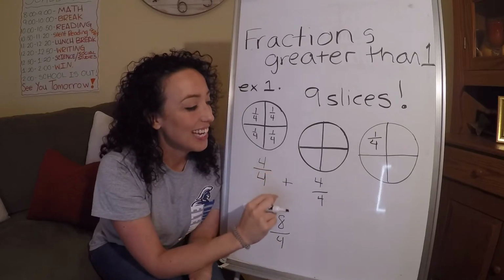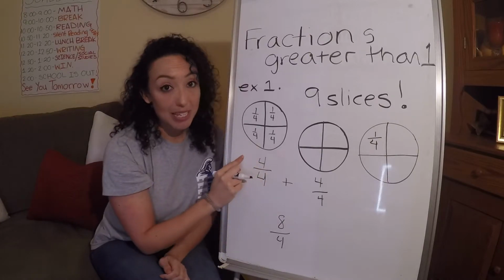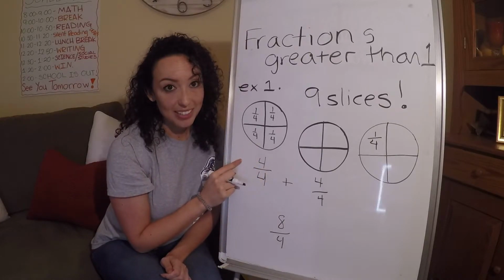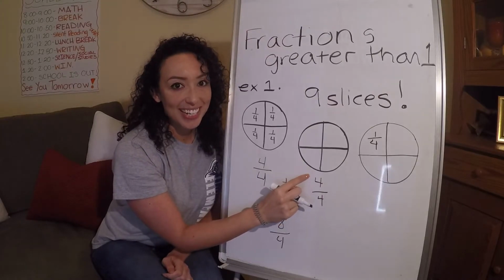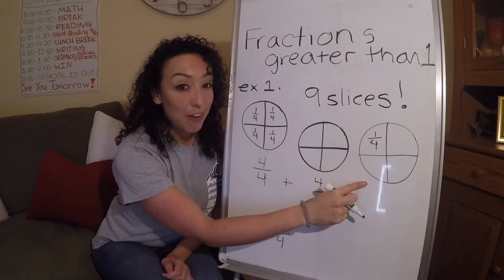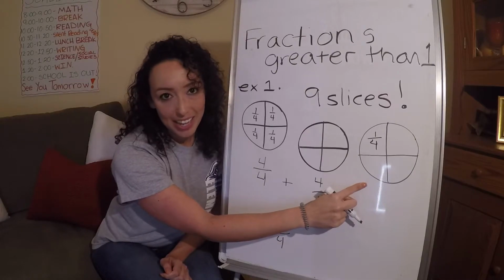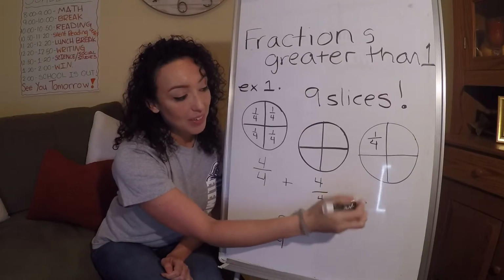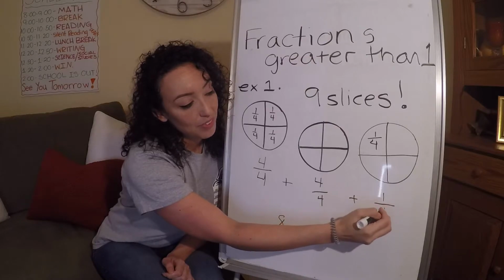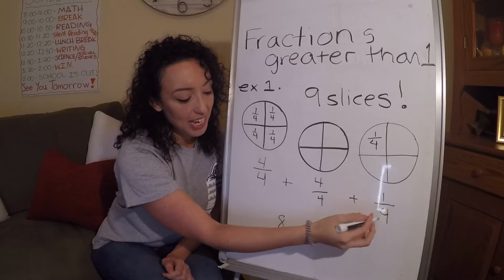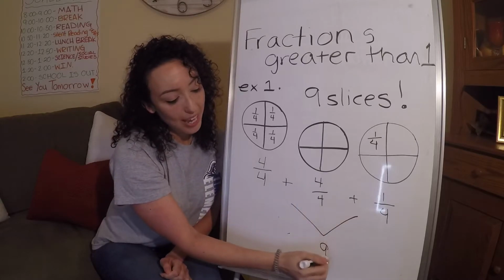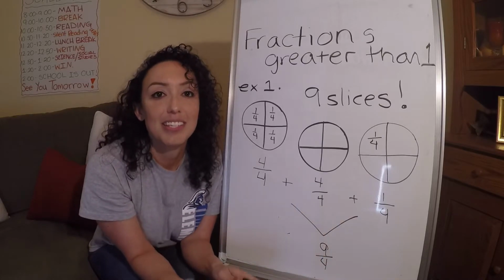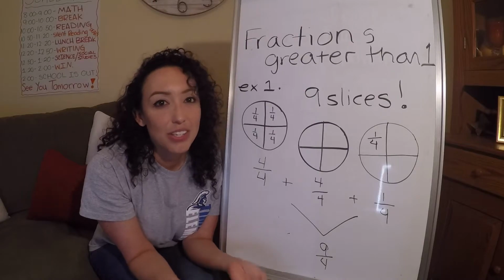So when I look here, I can see that I have this pizza, which is a whole pizza cut into fourths. I have this pizza, which is a whole pizza cut into fourths. And out of my third pizza, I only have 1 slice. But with all these put together, I know that that is what I have, 9/4, when it comes to my 9 slices.